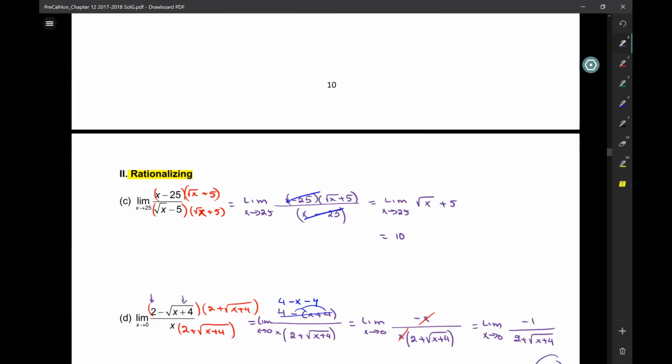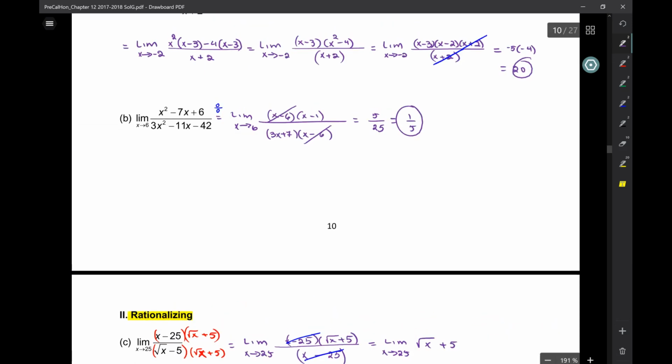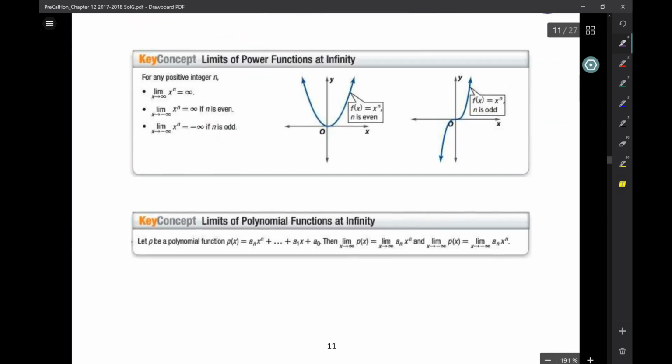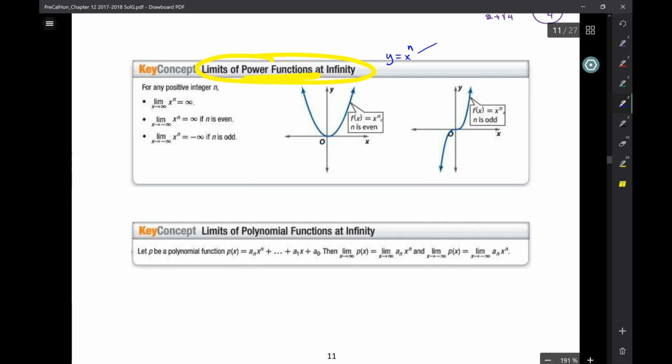Okay, having fun. So we talked about limits as x approaches a number. All right. What about limits at infinity? So the limit as x approaches infinity. Okay. Power functions. What are power functions? Power functions are y equals x to the n. Okay? And you can divide that into two categories. y equals x to the odd number. y equals x to an even number.